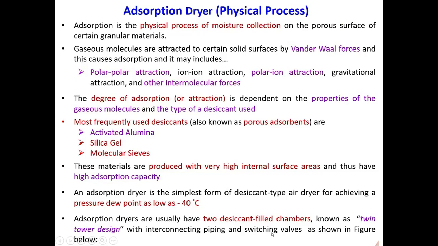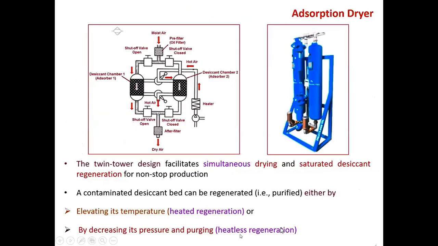An adsorption dryer is the simplest form of desiccant type air dryer for achieving a pressure dew point as low as -40°. Adsorption dryers usually have two desiccant filled chambers, known as twin tower design, with interconnecting pipes and switching valves as shown in the figure below. So in this figure, we can see the twin tower design facilitates simultaneous drying and saturated desiccant regeneration for non-stop production.